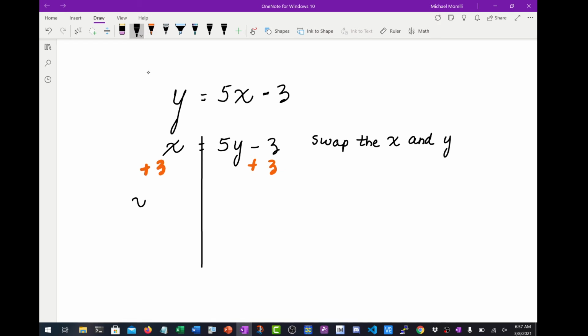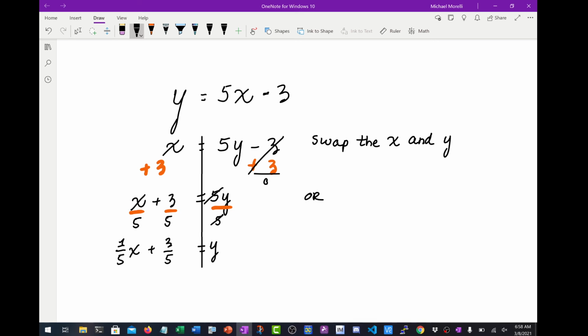Okay, now I've got x plus 3 equals, these are additive inverses, they sum to 0, so we just cancel them out, equals 5y. And now final step, I would divide everything by 5. Okay, divide everything by 5. These 5's cancel, and now I've got y equals 1/5 x plus 3/5.